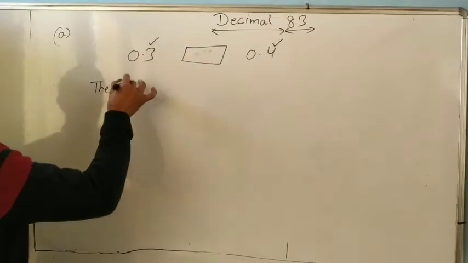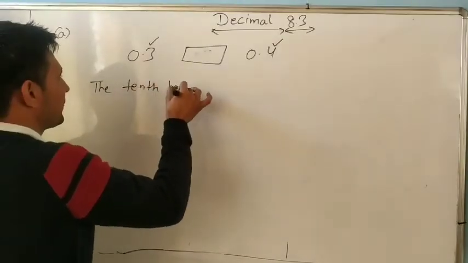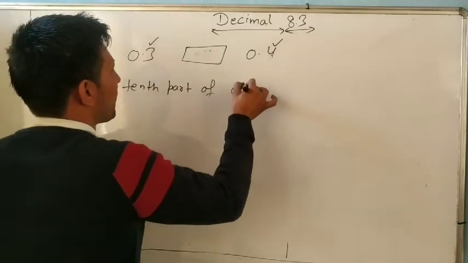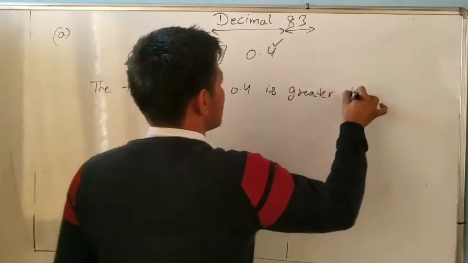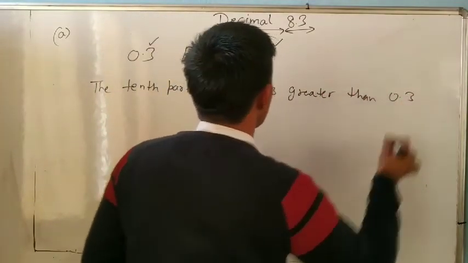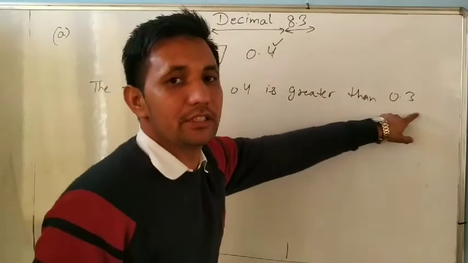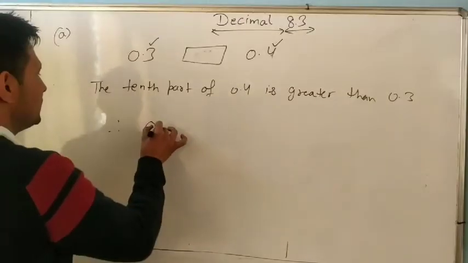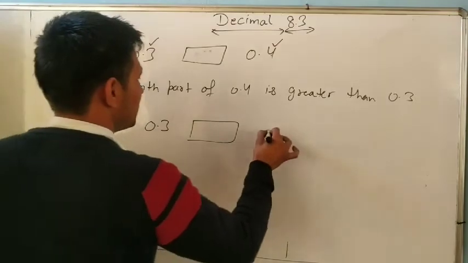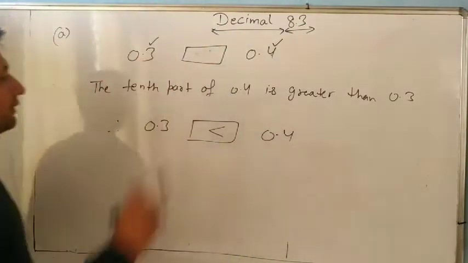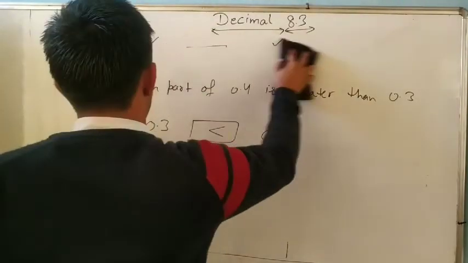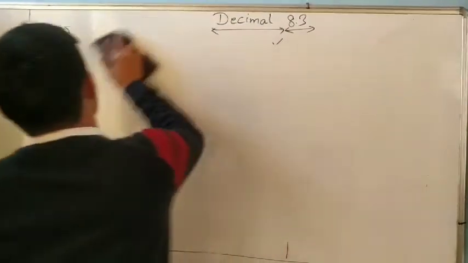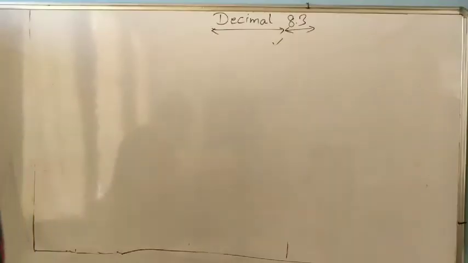So we will write the tenth part. Which one is greater? The tenth part of 0.4 is greater than that of 0.3. The tenth part of this one is 4, and 4 is greater than 3. Therefore 0.4 is greater than 0.3. Understand it? So like this we will write. Next is B, a very simple exercise. You can do it yourself.